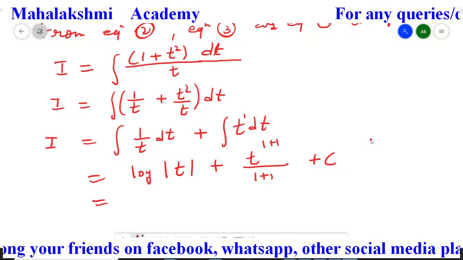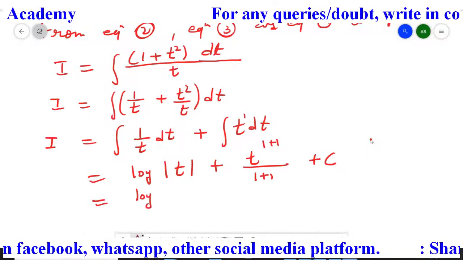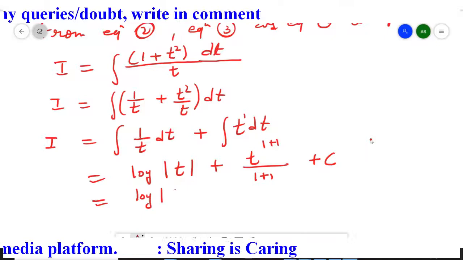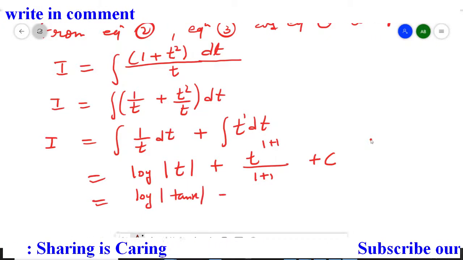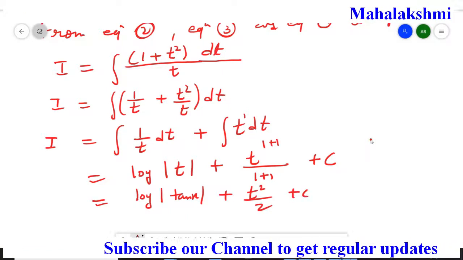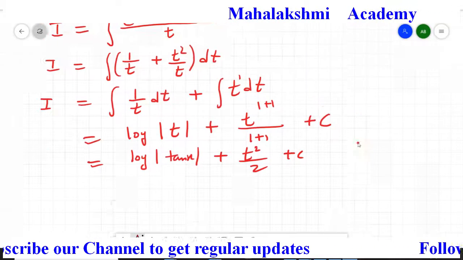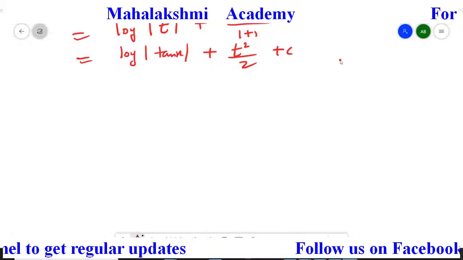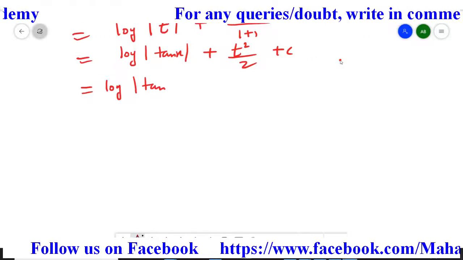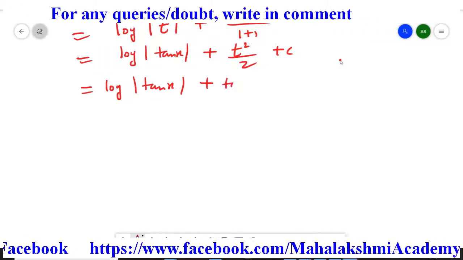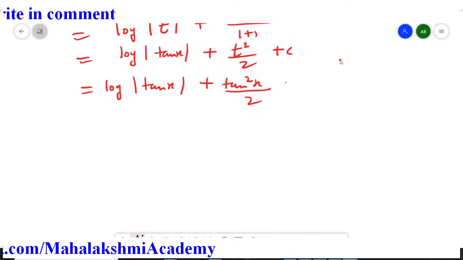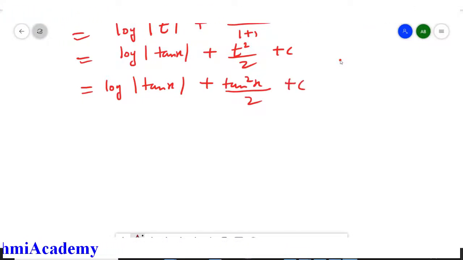Now t again we will replace. What we assumed as t initially, we assumed it as tan x. So t will be replaced by tan x, and here it's going to be t square upon 2 plus c. So finally this t will also be replaced, so we are going to get log mod tan x plus tan square x upon 2, because t, students, we assumed as tan x, plus c. So this is our first part.